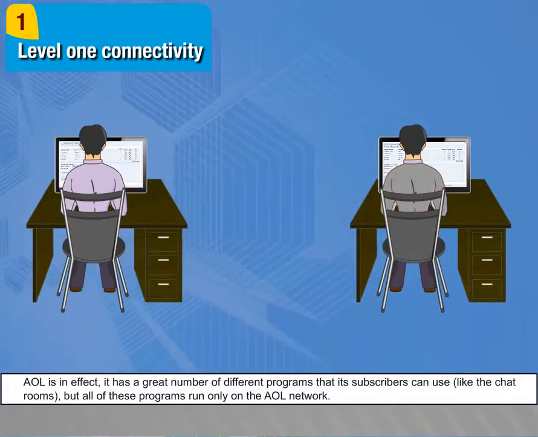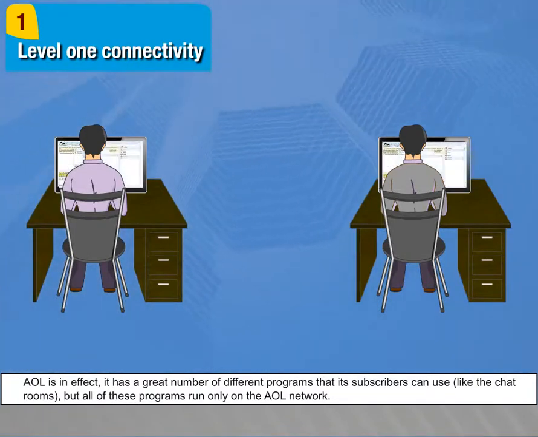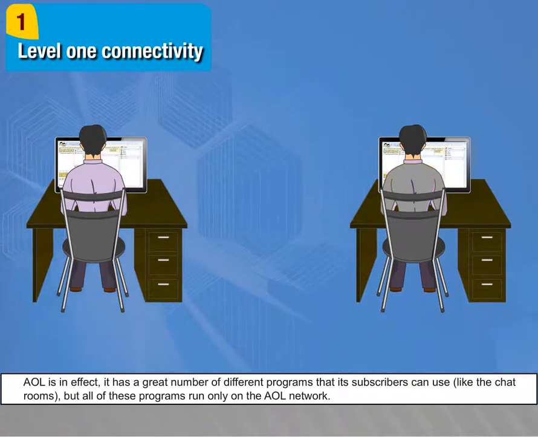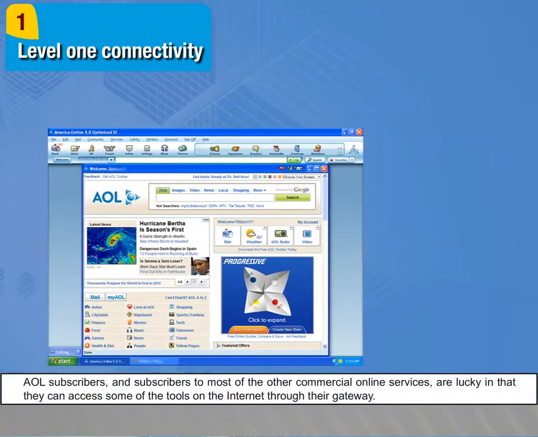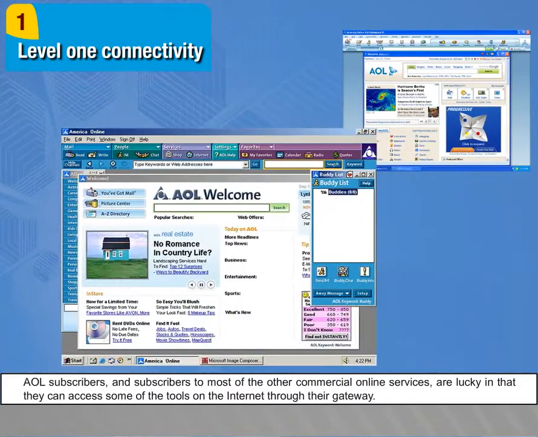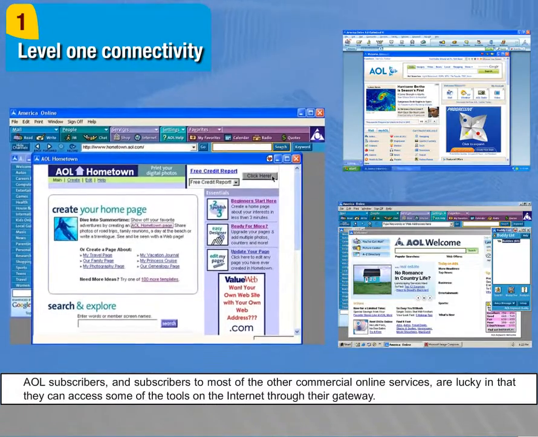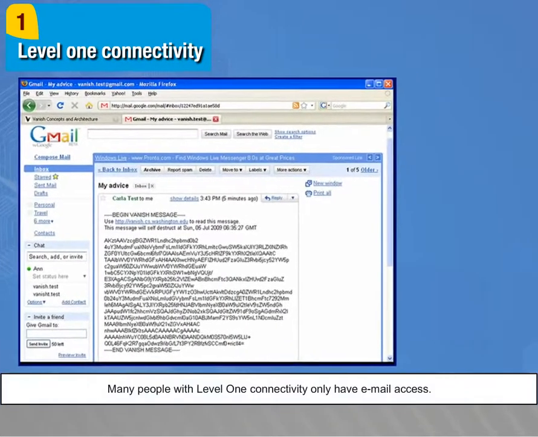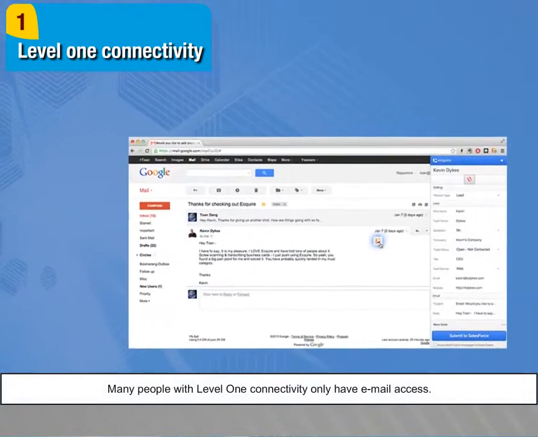AOL, in effect, has a great number of different programs that its subscribers can use, like the chat rooms, but all of these programs run only on the AOL network. AOL subscribers and subscribers to most of the other commercial online services are lucky in that they can access some of the tools on the internet through their gateway. Many people with Level 1 connectivity only have email access.